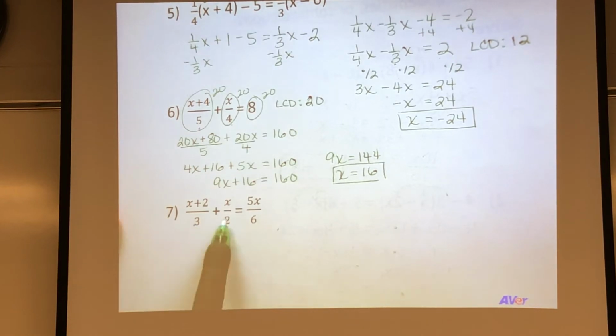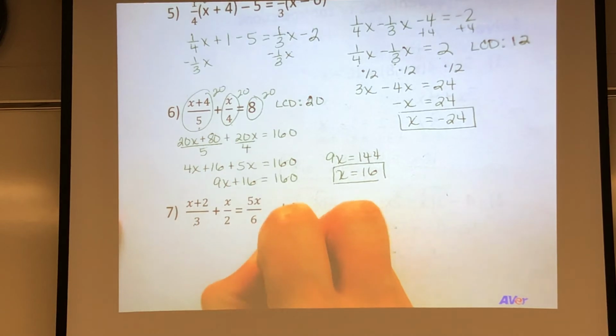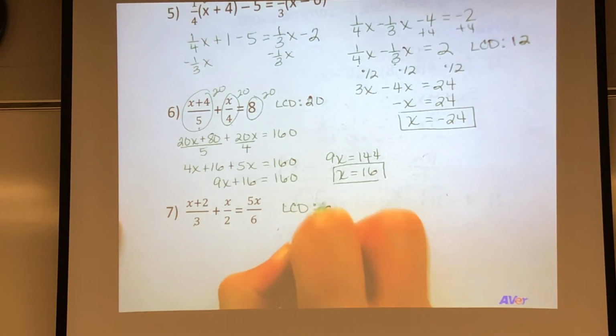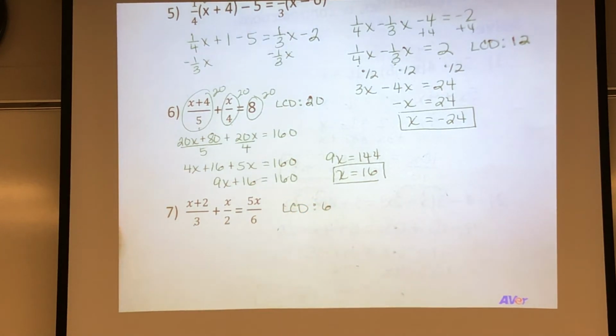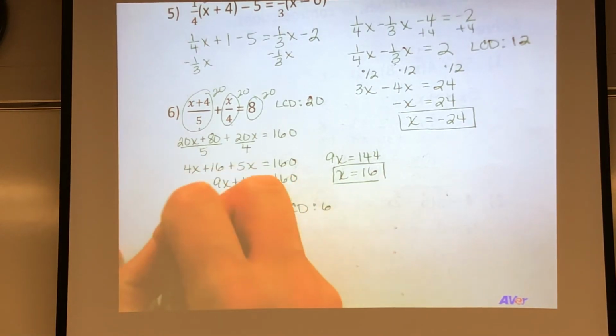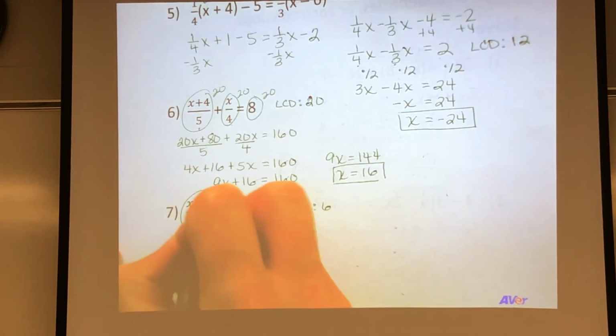We need a number that all 3 of these divide evenly into. So that LCD would be 6. They all divide evenly into 6. So we want the smallest number. So you might have picked 12. Yeah, they all do go into 12, but 12 is not the smallest one that they all go into. So we always want the smallest one. Okay, so now we're going to multiply each one of these by that LCD.